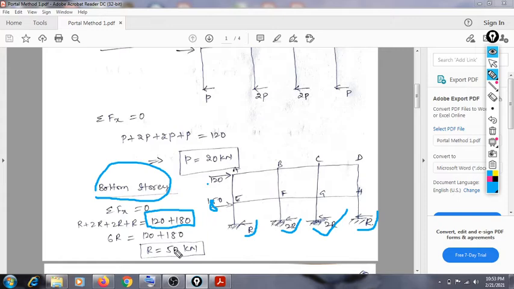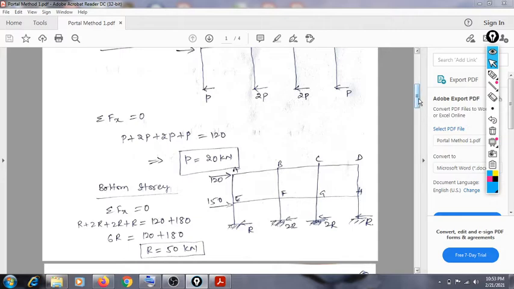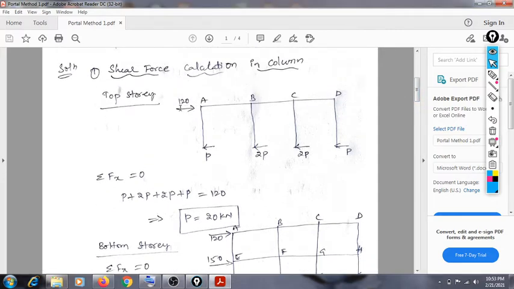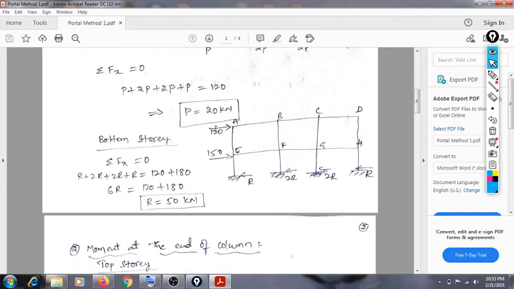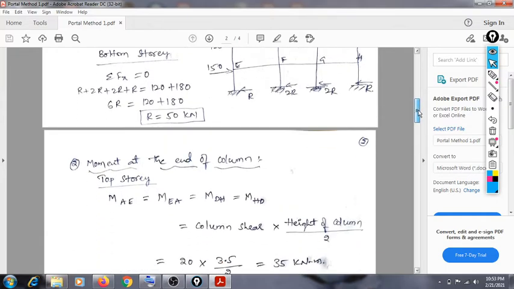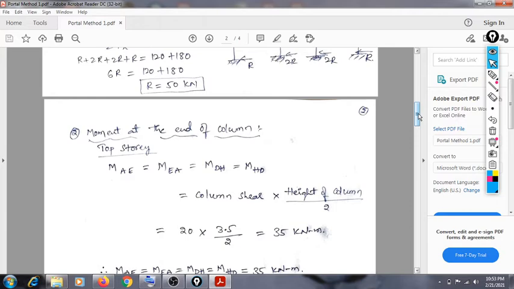So the first step was to find the reaction P from the top story, and the second step is to find the reaction from the bottom story. What you have to do is consider only the load on the top story for the top story calculation, and for the bottom story you have to consider both the top story's horizontal load and also the bottom story's horizontal load. The second step is to find the moment at the end of the column. So in the first step we dealt only with the columns, and in the second step also, the moment at the end of the column.